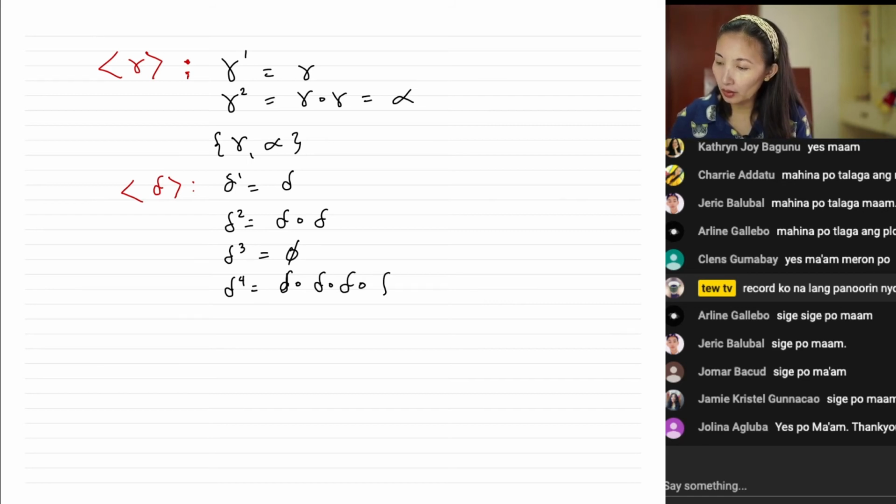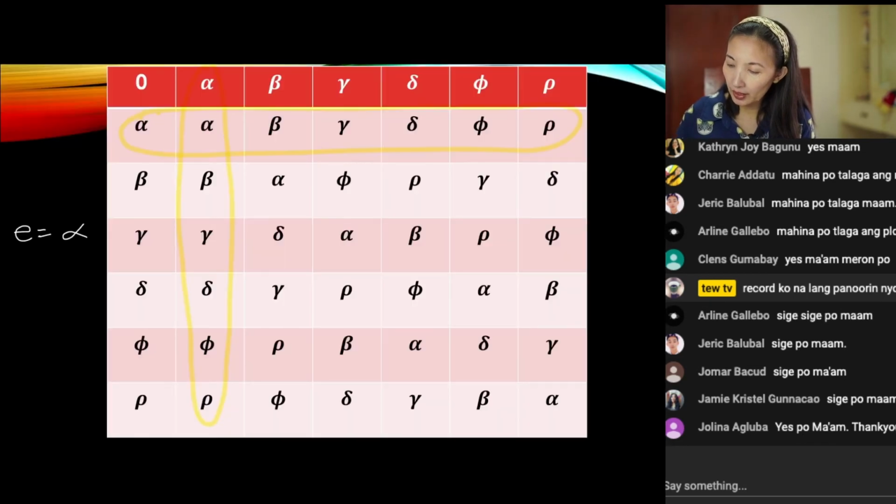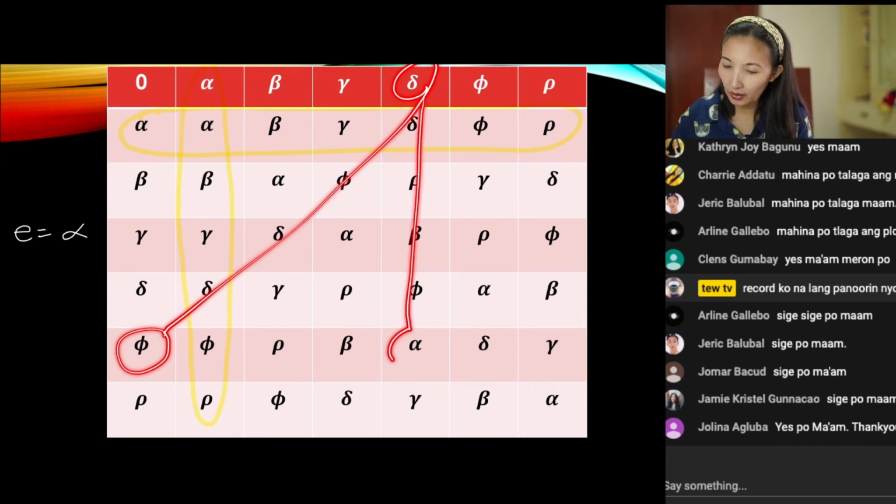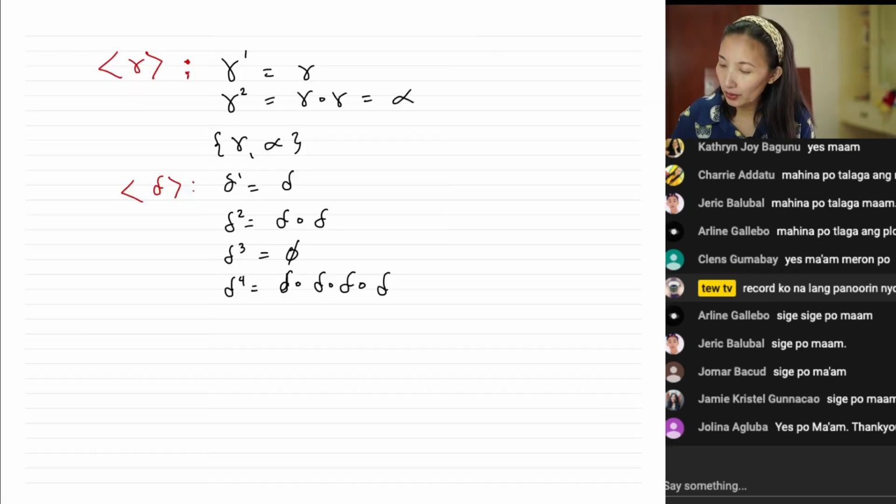But we found out already that delta to the third is phi. So phi times delta, let's see. Phi times delta is alpha. So this is equal to alpha. The set generated by delta, therefore, consists of delta, phi, and alpha.